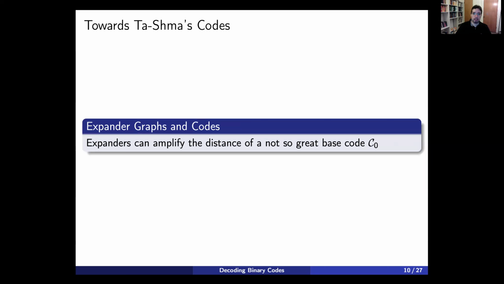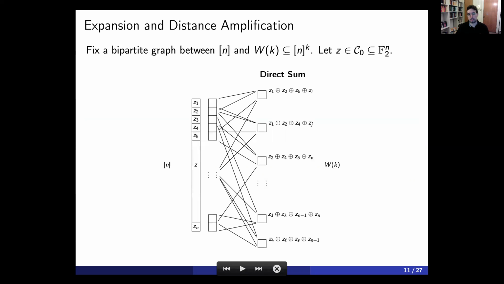Okay. And now let's move towards Ta-Shma's codes, and those are going to be based on this interaction of expanders and codes. You're going to start with a base code of potentially small distance, and you're going to use the pseudo-random properties of the expander to boost this distance. Let's explore this in a concrete setting. So you have this bipartite graph between n and a collection of tuples. It has n vertices here, and here's the collection of tuples.